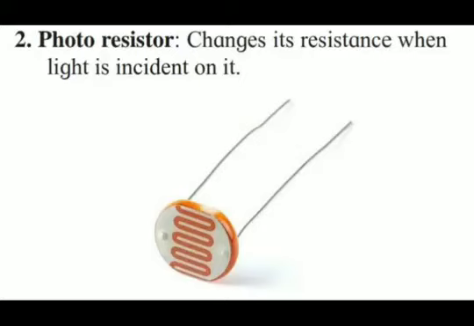A photoresistor can be applied in light sensitive detector circuits and light activated and dark activated switching circuits, acting as a resistance semiconductor. So basically, a photoresistor changes its resistance when light is incident on it. So this is all regarding a photoresistor.